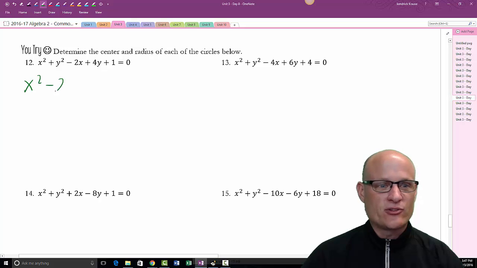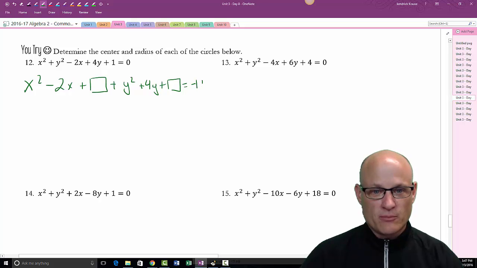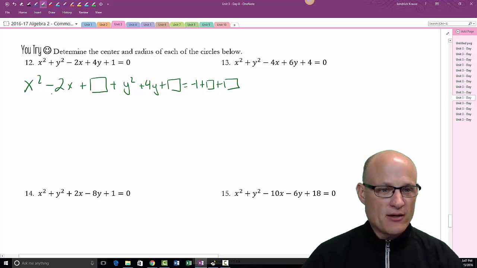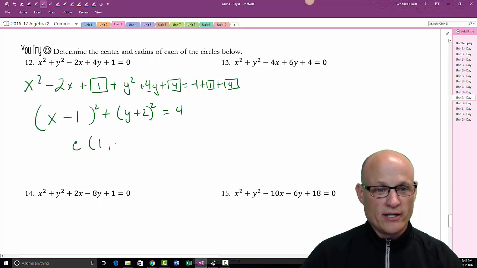So x squared minus 2x plus box square plus y squared plus 4y plus square equals, oh my God, I'm running out of room, -1 plus square plus square. I'm going to have to write smaller. I'll write smaller over here. So half of that is 1, -1. -1 squared is 1 and 1. Plus y plus 2 squared. Half of this is 2. 2 squared is 4. 4. And this equals 4. So my center is 1, -2, and my radius is 2.